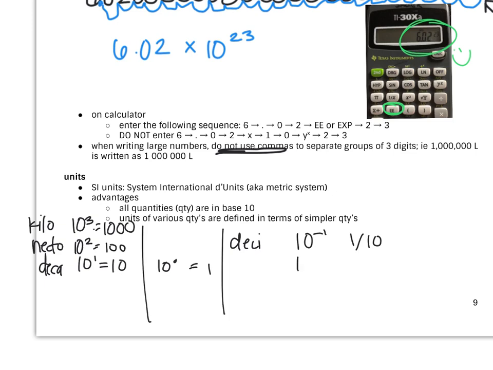And then 2 is 1/100th. And this prefix is centi, which you might be familiar with centimeter, which is literally 1/100th of a meter, which is a base unit in SI, and we just add the prefix onto it and we know what it means.